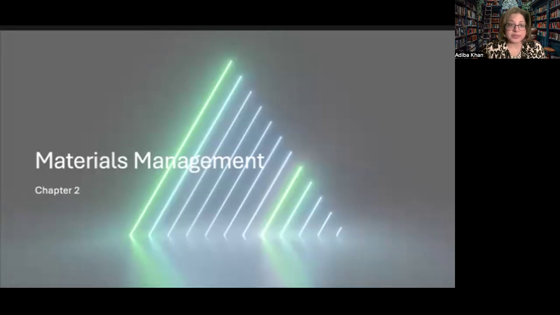This week we're going to be covering Chapter 2 in your textbook. Chapter 2 is all about production activity control. Last week we were more about getting oriented to what materials management is, an overview, but now we're going to go deeper into each of the individual subsections that involve materials management.